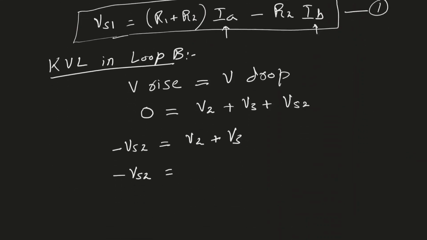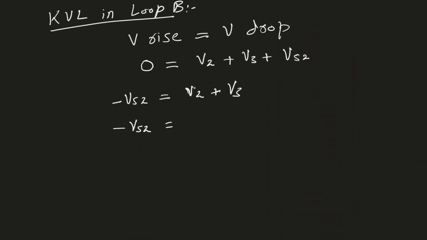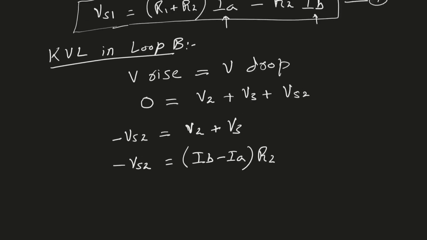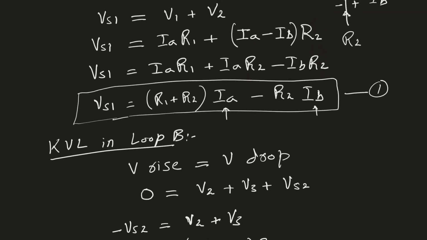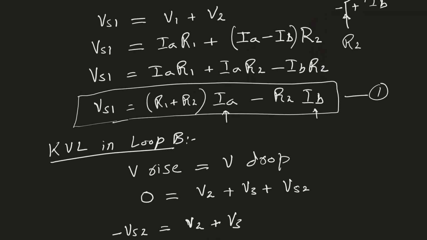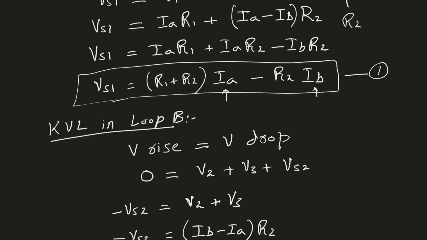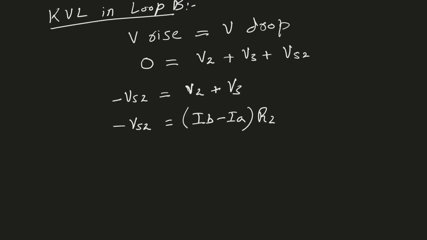Okay, so this is a drop if IB is larger than IA. Therefore, V2 is IB minus IA times R2. Now you see the difference. In loop 1, it was a voltage drop for me using IA minus IB because I assumed IA was larger. Now in loop 2, it is a voltage drop for me because I assumed that IB is larger than IA. So therefore I'm going to write IB minus IA, and it will be a drop.